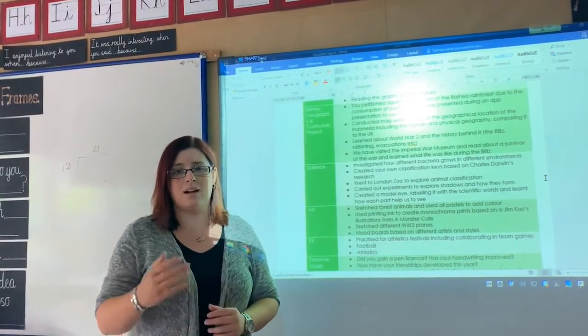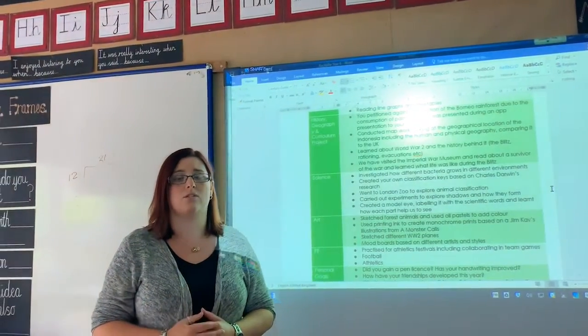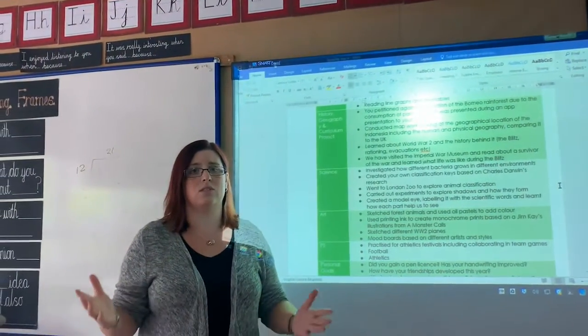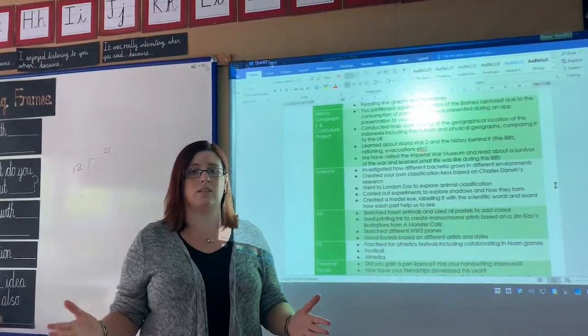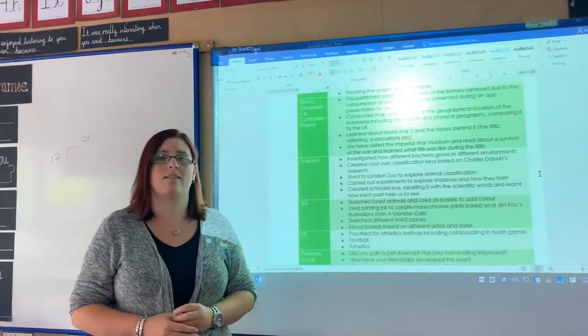What we're going to do now is have a look at some sentence stems that we might use while we're writing our reflection, and then I'm going to hand over to the Year 6s that we've got in school at the moment, who are going to share with you some of the things that they've written in their reflections.